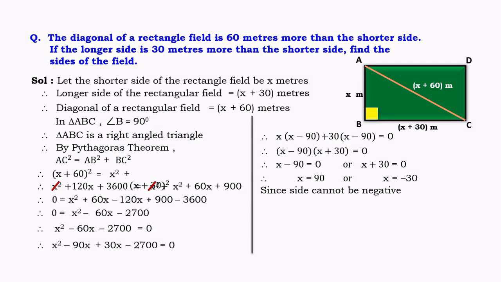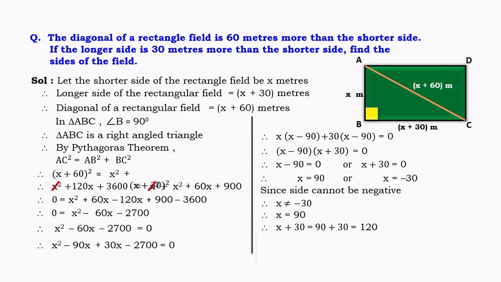So, x minus 90 equals 0, or x plus 30 equals 0. This gives x equals 90, or x equals negative 30. But the length of a side cannot be negative. Therefore, we reject negative 30. Hence, x equals 90. We found that the shorter side is equal to x, which is 90 meters.